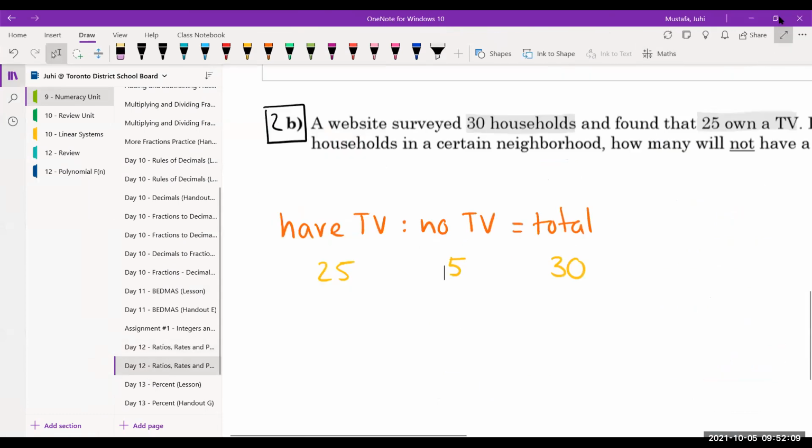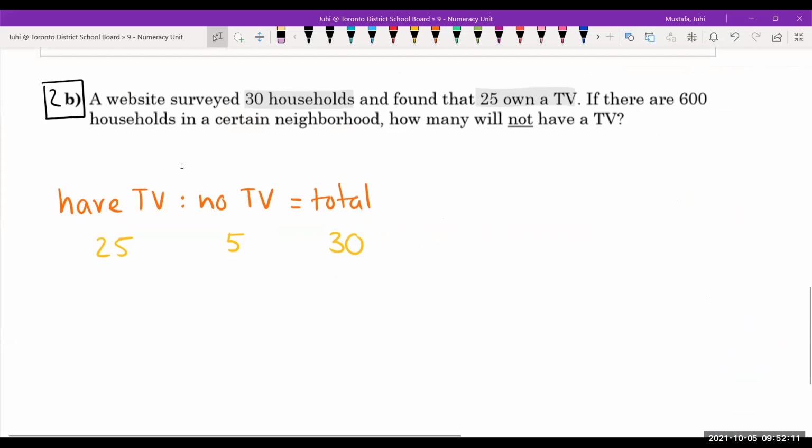Yep, you got it. So it just makes sense that if 30 people have a TV, 25 out of 35 will not. Great, let's keep going. Now that was our initial imaginary scenario.